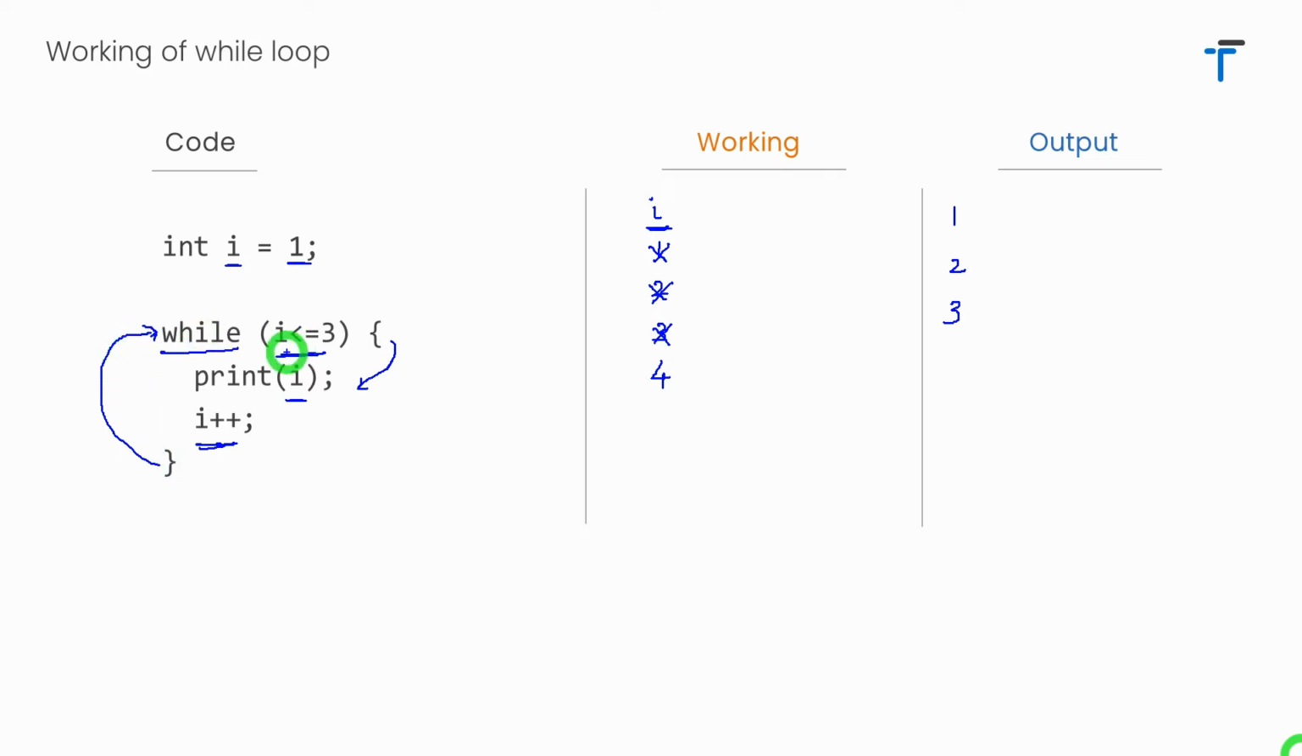Now this time you can see it will check whether i is less than or equal to 3. In this case the value of i is 4, so my condition becomes 4 is less than or equal to 3, and obviously this condition is false because 4 is not less than 3. So in this case it won't jump in the body of the loop, instead it will jump out of the loop body, and the execution of the loop stops here.